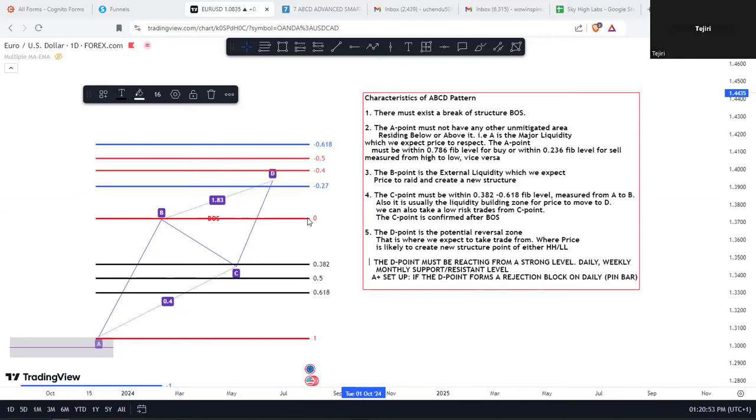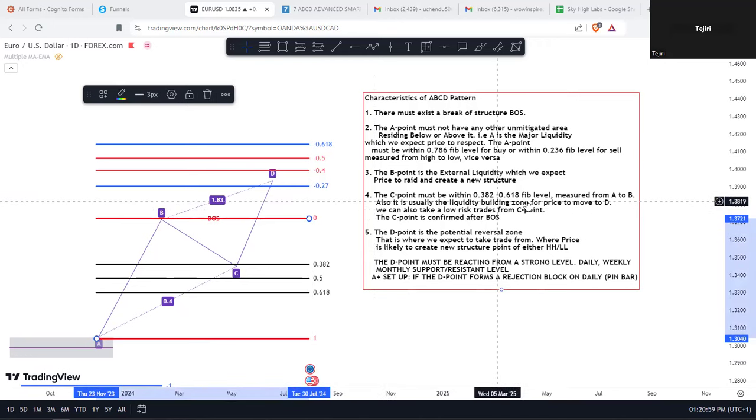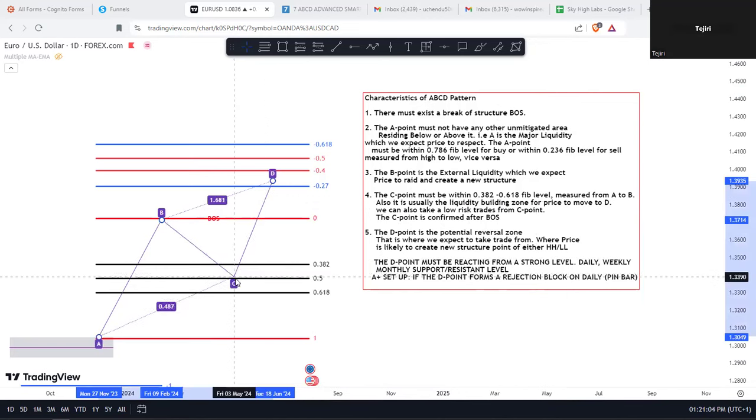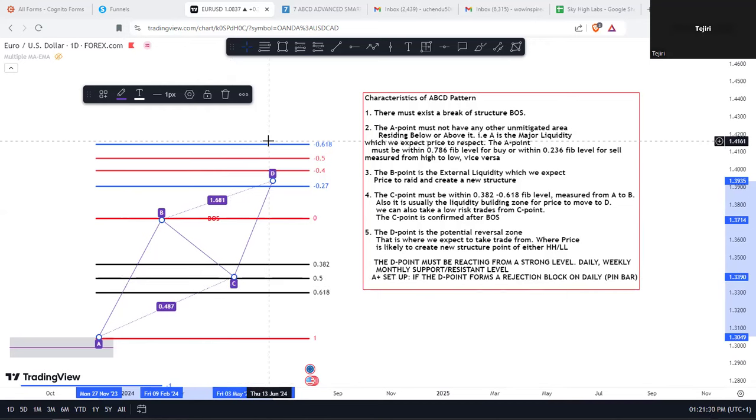So now, that is that about that. It is usually the liquidity building zone for price to move. Yes, of course, before price can break structure, it needs liquidity, it needs money, it needs orders. So price cannot just move without liquidity. Without liquidity, there is no movement in price. So price will take a minor structure pullback, build enough liquidity within this zone before pushing to the upside.